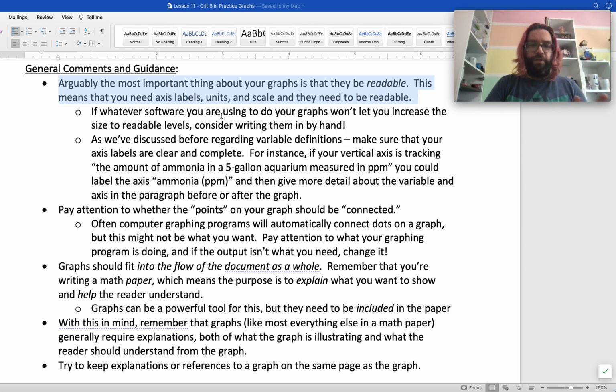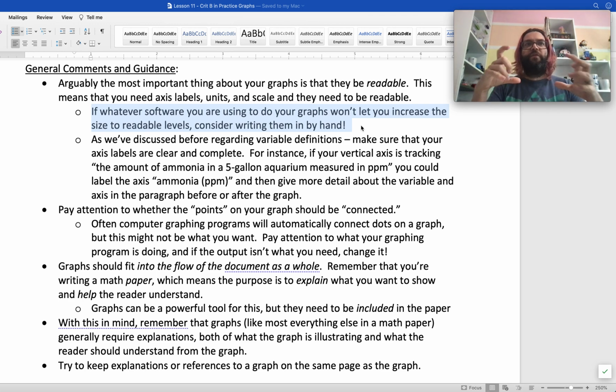First thing I want to say about this idea of graphs being readable: if whatever software you're using to do your graphs won't let you increase the size to readable levels, in other words, if whenever you format the graph, the text always ends up being really small and you can't figure out how to fix it, it's okay to write that in by hand. It's okay to print that graph out, write them in by hand nicely, and then take a picture, scan it, and then put that into your document.